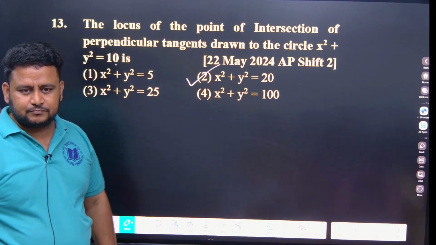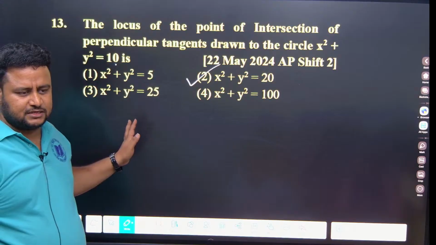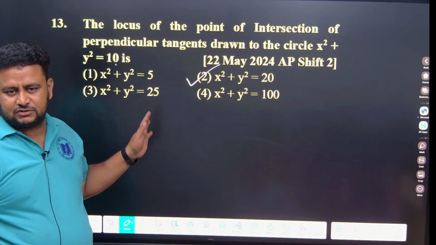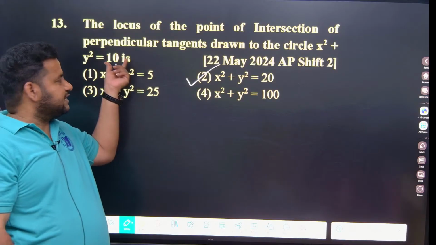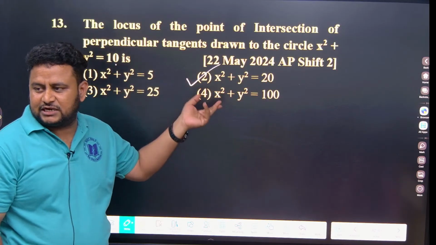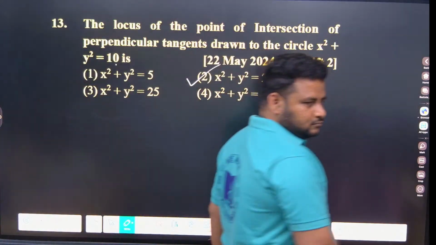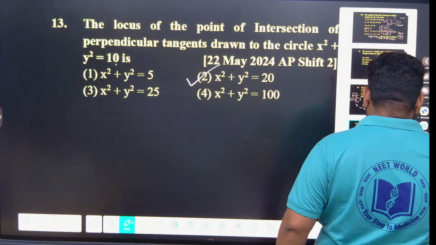Clear? Got it? Understood? Navanita, Vaishnavi, Spandana, Shravanti? So x square plus y square is equal to 2 times r square. R square here is 10, so 2 times r square is 2 into 10, 20. Such is the question. Okay, got it? Understood, Bhavani?